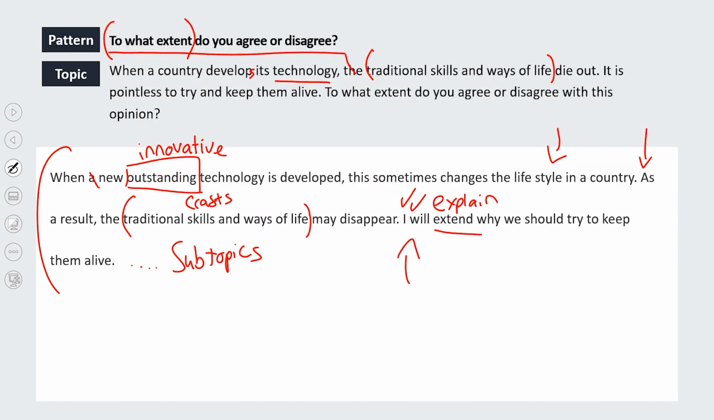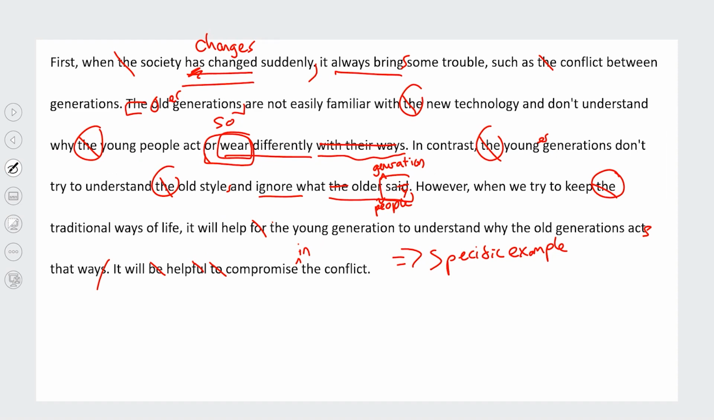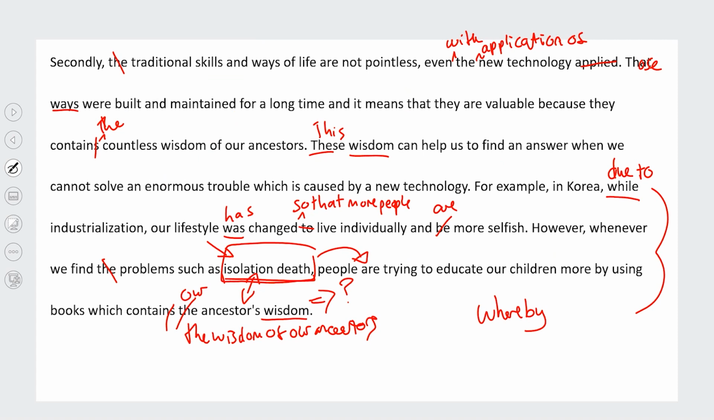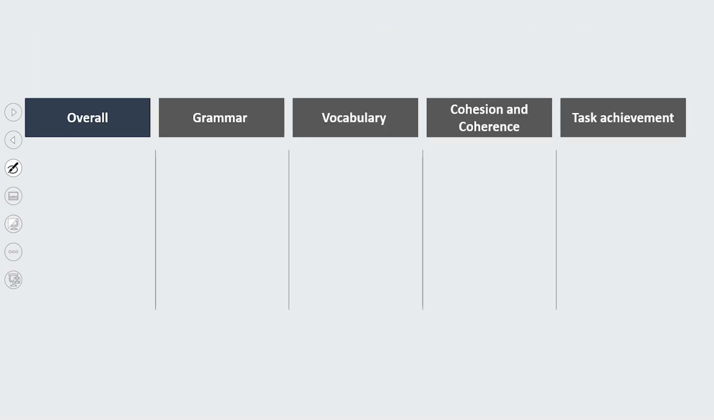Okay, and again, like I said, in body 1, they need a more specific example of this conflict, and they need to explain more about isolation death and their ancestors' wisdom. So because I'm not Korean, I don't really understand what they mean. So if we're looking at marks, I'd say honestly for task achievement, they did answer all parts of the task. They put forward a relevant position. I would want to give a 6.0 for task achievement.